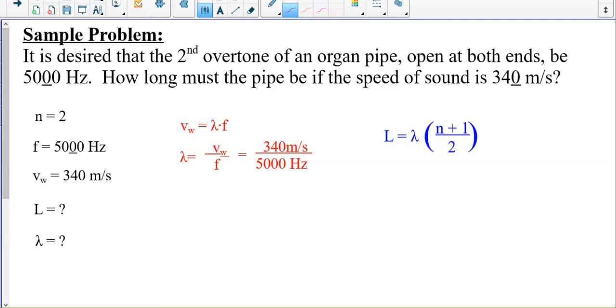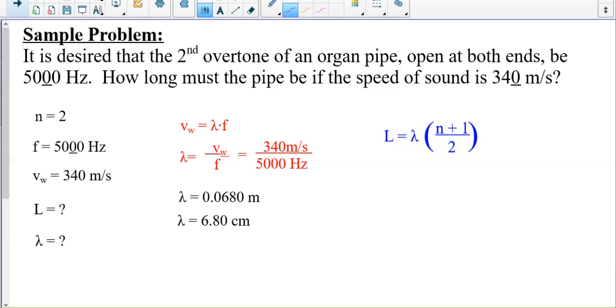Now 5,000 has an underline under that zero. So that's an indication that we just have three significant figures. We have an underline under this zero, so that means that's also just three significant figures. So if we do a little bit of math there, 340 divided by 5,000, that should give you about 6.8 centimeters. All right, I left it in meters there, but odds are good.